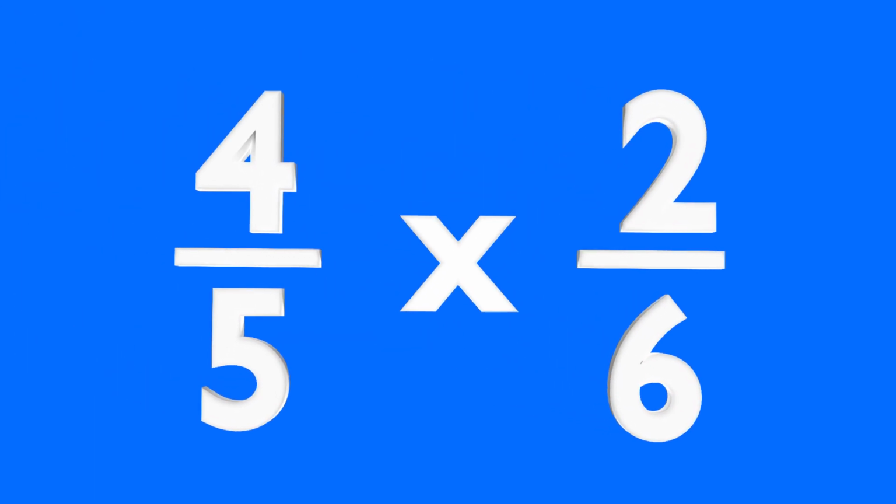Multiplying fractions. Okay, let's look at 4 over 5 times 2 over 6. So to multiply two fractions by each other, you start by multiplying the denominators by each other. So the 6 multiplied by 5, and then you do the numerators multiplied by each other. So the 2 times 4.